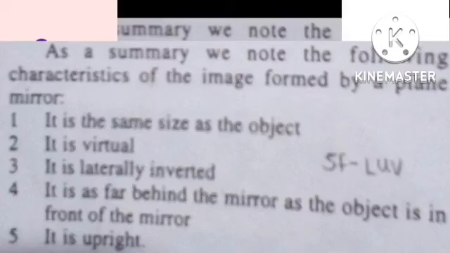Now, these are the 5 properties or characteristics of images formed by a plane mirror. The first is that they are the same size as the object. The second is that they are virtual, and number 3, they are laterally inverted. That means the left side of the shape is projected to the right, and the right is projected to the left. That's called lateral inversion from the side. Then we also have that the image is as far behind the mirror as the object is in front of it. And at the end of the day, it is also upright. So these are the 5 major properties of an image that is formed by a plane mirror.